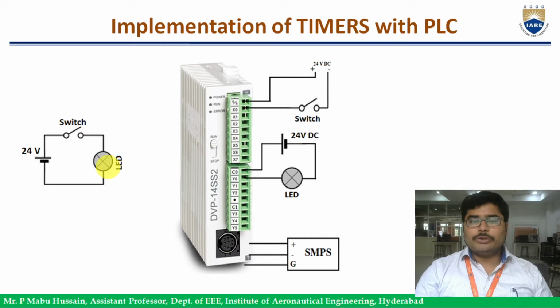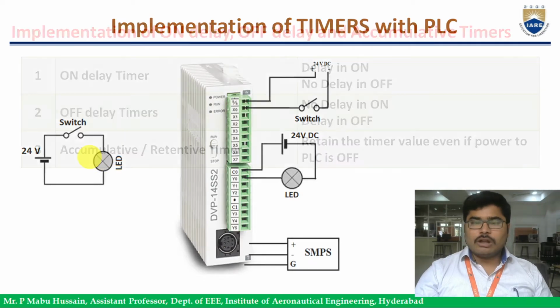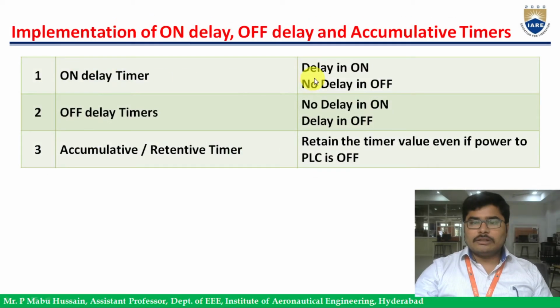That means during the on period you have the delay, and during the off period you should not have any delay. That means if the switch is opened, the bulb should turn off instantly. So when you use the on delay timer, there will be a delay in the on only, and no delay in the off. The off delay timer is the converse of the on delay timer, which has no delay in the on period and a delay in the off period.